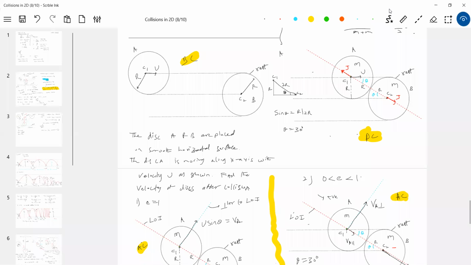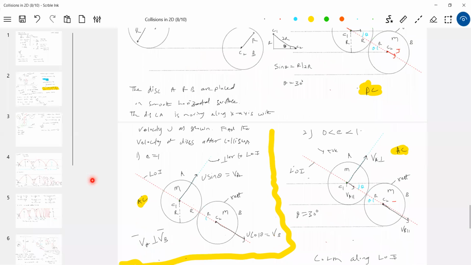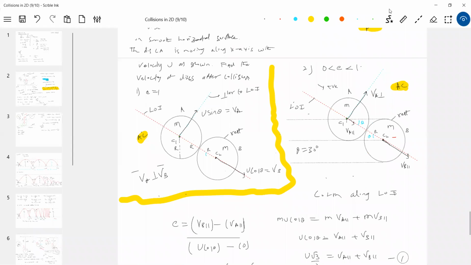If the masses are different, in that case, you can't write M here: M1 U cos theta, M1 VA parallel, M2 VB parallel. Then you check it. If the mass is the same and e equals 1, then exchange of velocity occurs, like what you have seen in this case. So what all should you do? Is it elastic, inelastic? Are the masses same or different? Then also, are the dimensions of the disks the same or different? All these things have to be taken care of.